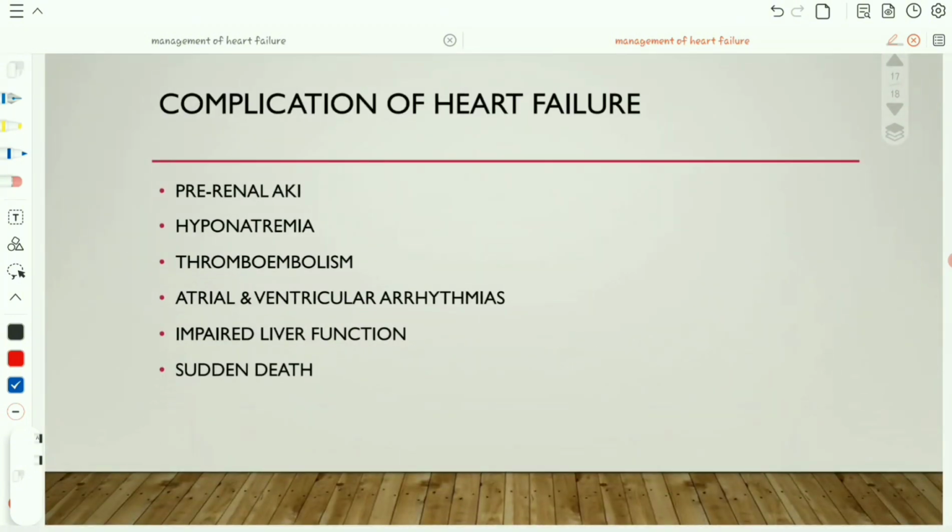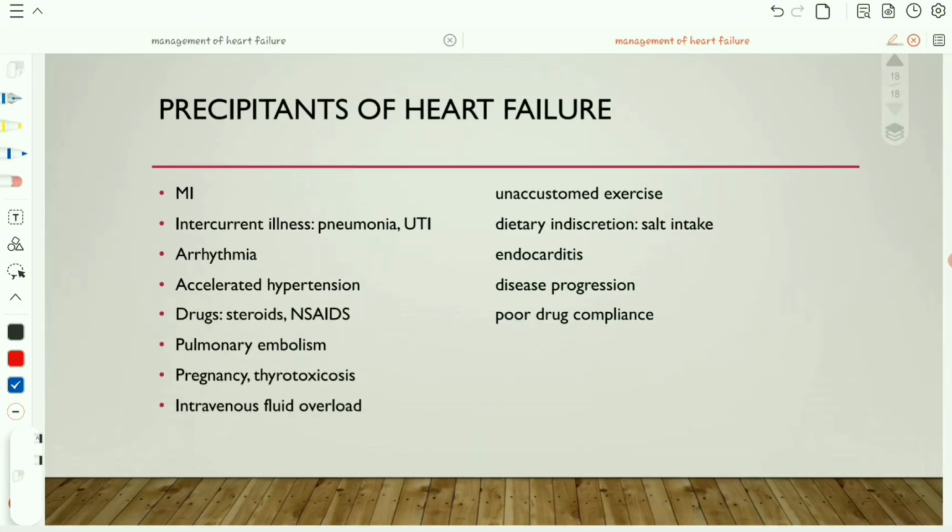So now when you're talking about complications of heart failure, because they can ask you, mention 3 complications of heart failure in this patient. Prerenal ischemia is one of them. Hyponatremia, thromboembolism, atrial and ventricular arrhythmias, impaired liver function. That's where you talk about cardiac cirrhosis. Then sudden cardiac death. Okay? Sorry, sudden death. Okay, then precipitants of heart failure.